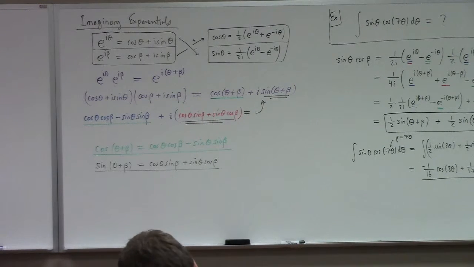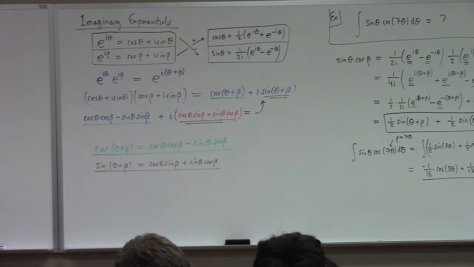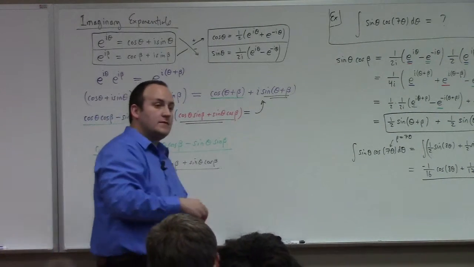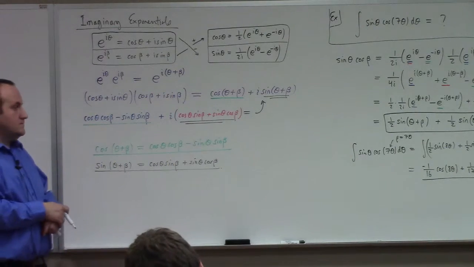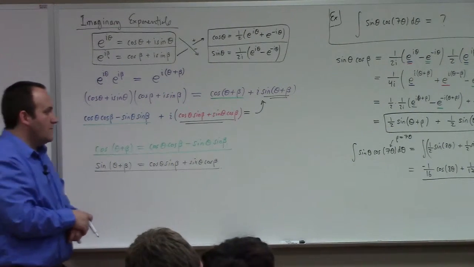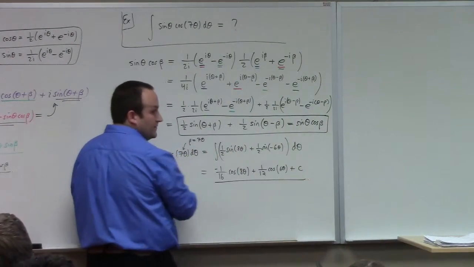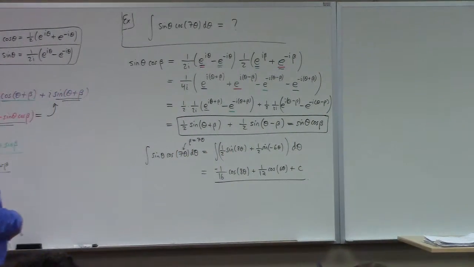Any questions? No? Where did the sine of 8 theta come from? Because theta plus beta is theta plus 7 theta. Oh, okay. Yeah. Are we good?